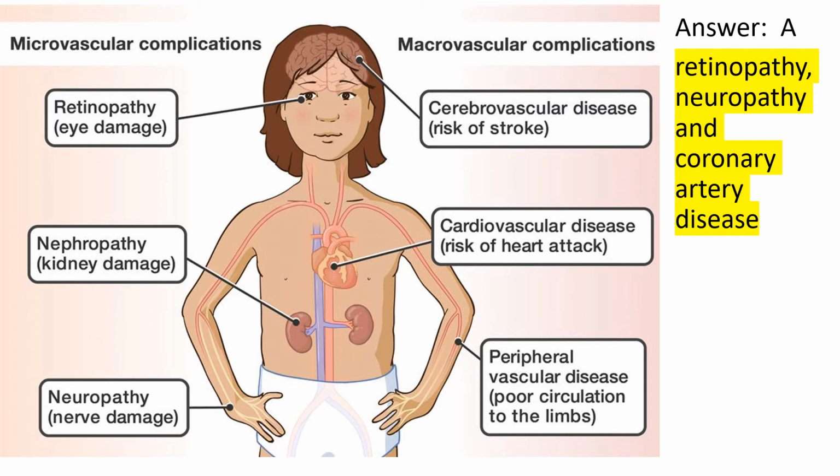And under macrovascular complications, there are cerebrovascular disease, that is related to the brain, where there is a risk of stroke; cardiovascular disease, with a risk of heart attack; and peripheral vascular disease, that is poor circulation to the limbs. That's why there is a high chance of gangrene in the toes of a diabetic patient. And whenever there is any wound in a diabetic patient, the wound tends to stay for a long period of time, and there will definitely be delayed wound healing.